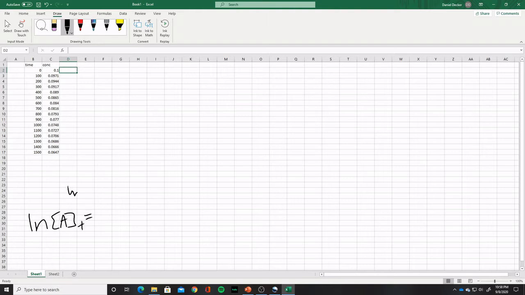So if you remember our equation here, we need to plot the natural log of the concentration versus time. I already have the time, that's taken care of. I need the natural log of the concentration. Now I could go through and type every single one of those concentrations into my calculator and get the natural log, and that would be perfectly fine and acceptable.